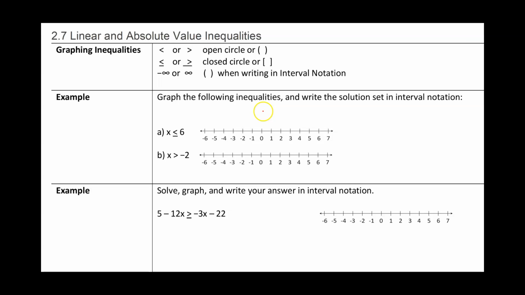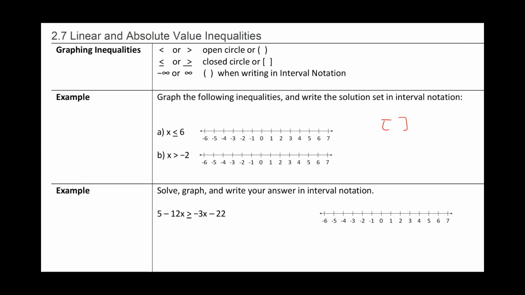Let's graph the following inequalities and write the solution set in interval notation. Our first example is x less than or equal to 6. So first thing we have to determine is, is the number 6 included in our solution set or not? Since x is the set of all numbers that are less than or equal to 6, that means the number 6 is included in our solution set. And we indicate that using a bracket.